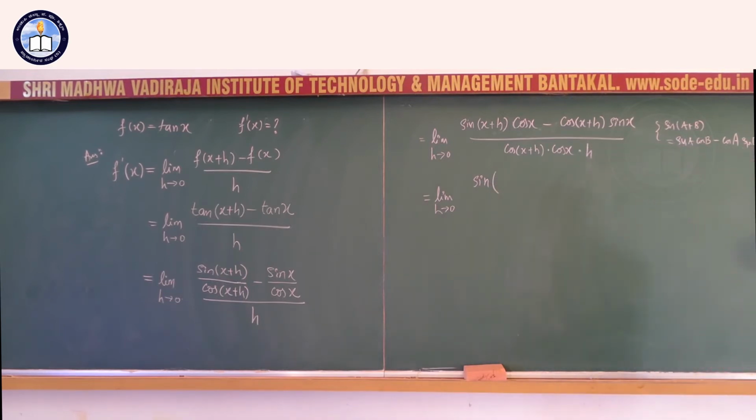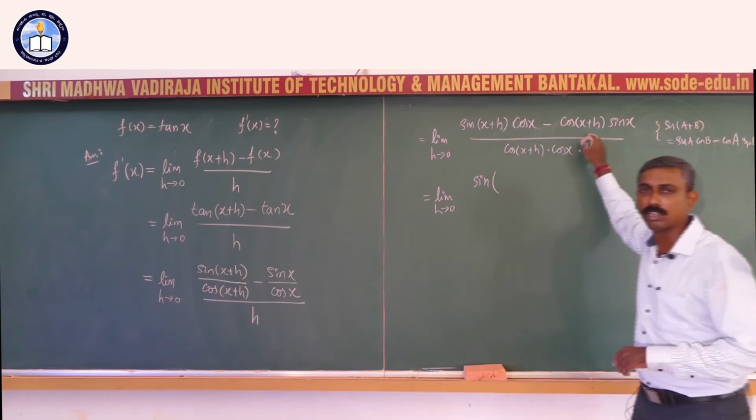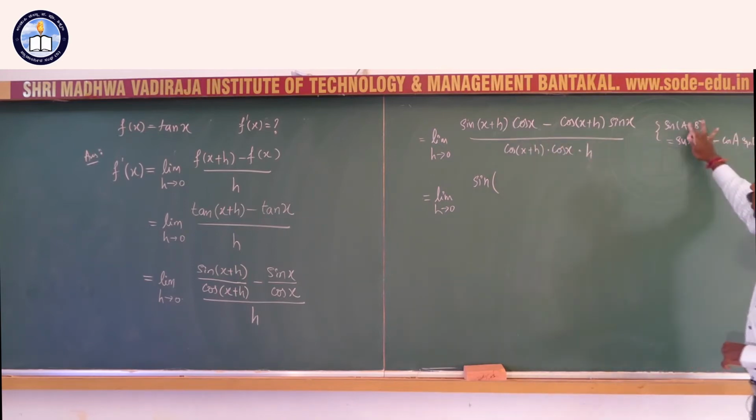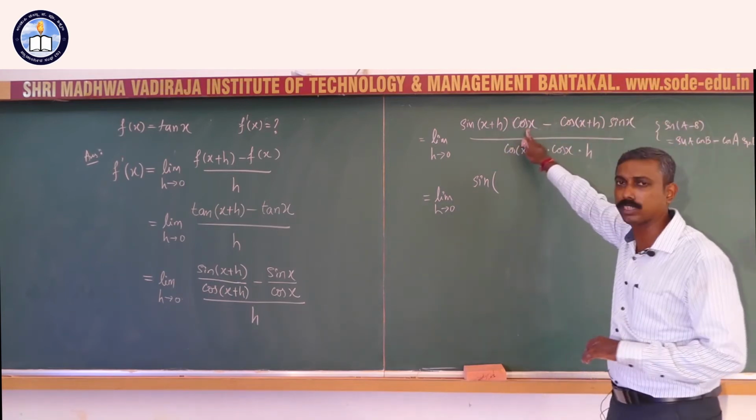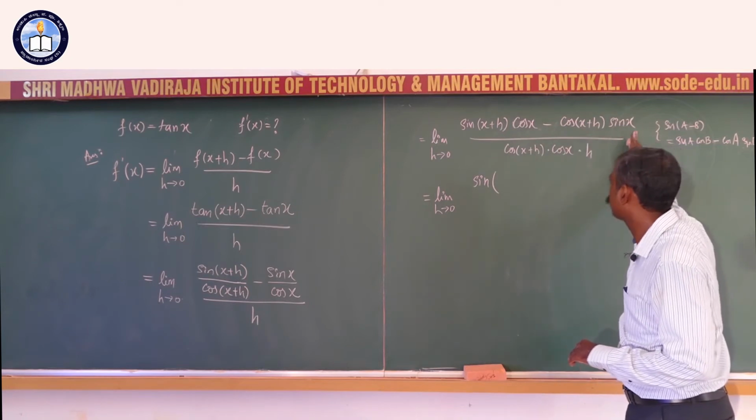okay, there is a big mistake. What is the big mistake? It is not sine of a plus b. Sine of a plus b is sine a cos b plus cos a sine b. Now I have actually written this as minus in the expression, it is minus. So I have to consider sine of a minus b. Sine of a minus b will be sine a cos b minus cos a sine b. So sine of x plus h cos x minus cos of x plus h sine x.